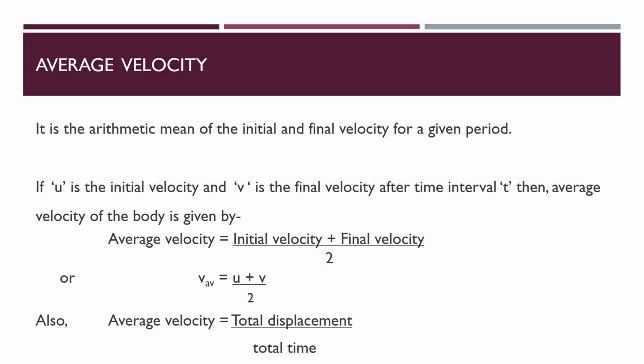In case the velocity of an object is changing at a uniform rate, then the average velocity is the arithmetic mean of initial and final velocity for a given interval of time. Initial velocity is the starting velocity and final velocity is the terminating velocity for a particular time duration. In other words, you can also define average velocity as total displacement upon total time. Average speed is always greater than or equal to average velocity.